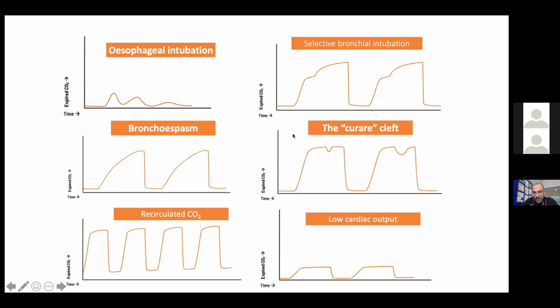And then the third one is what we call the curare cleft. You have this cleft, this deflection here. This is the patient trying to breathe on top of a mandatory breath provided by the ventilator. So if this is happening and you are preparing the child to be transferred to a CT scan or to be transferred by a retrieval team, your child is not well sedated and is not well muscle relaxed, so he's still breathing on top of the ventilator.